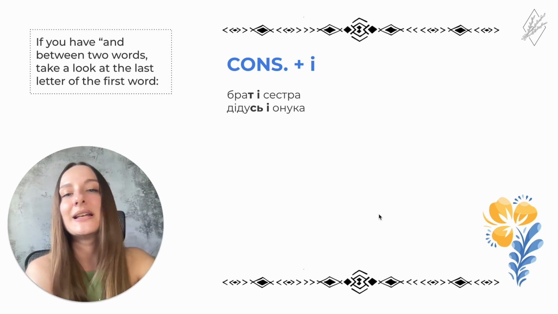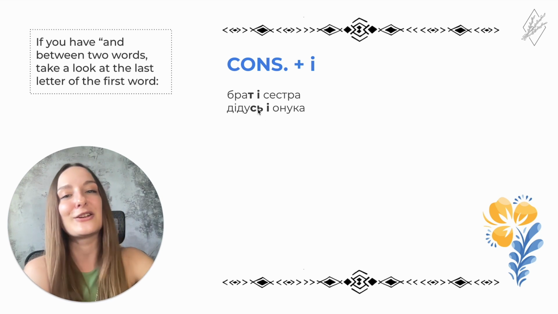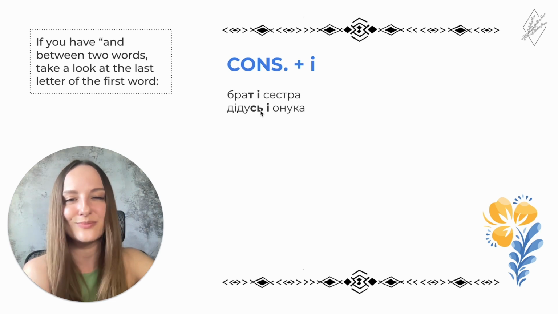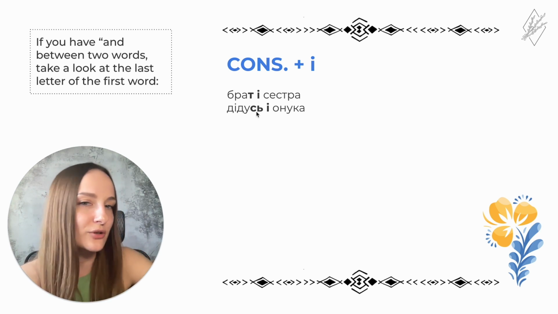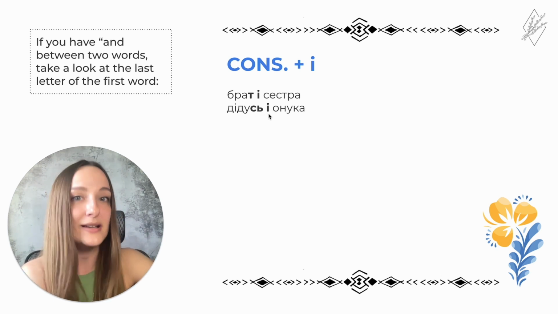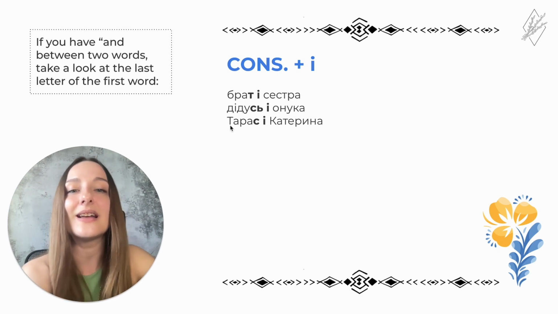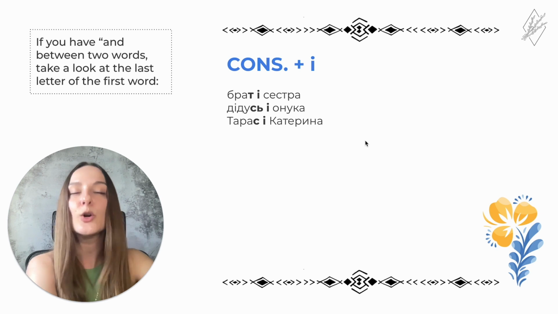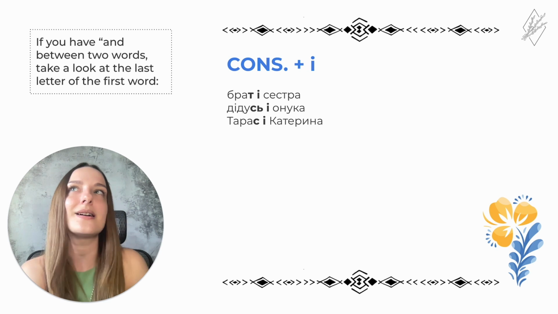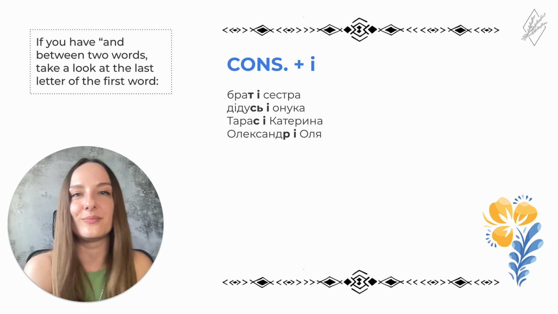The next example. Дідусь і онука. Here the sound is already soft, so I read it as і because of the soft sign, but we don't pay attention to the soft sign. We see that here we had a consonant, so again we use і as the conjunction. Or Тарас і Катерина. Right? When I say it fast as a native speaker, I would say the sound и again. Тарас и Катерина. Or Олександр і Оля.